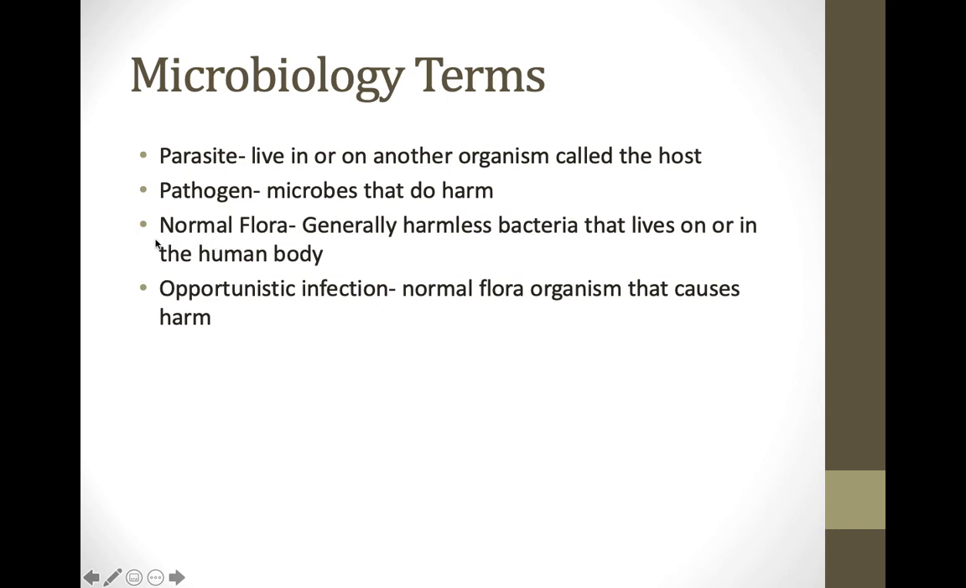Normal flora live on you at all times. If a pathogen lived on you at all times, you would be dead. So normal flora are good bacteria that sometimes do bad. Pathogens, true pathogens are bad bacteria that always do bad. So that's the difference between a true pathogen and an opportunistic pathogen.